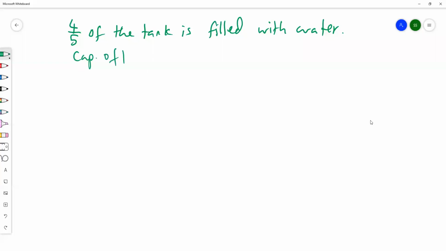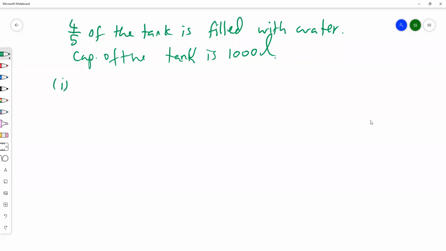4/5 of the tank is filled with water. Is the tank completely filled? Yes or no? No. Only 4/5. The capacity of the tank is 1000 liters. Question number 1 they are asking.